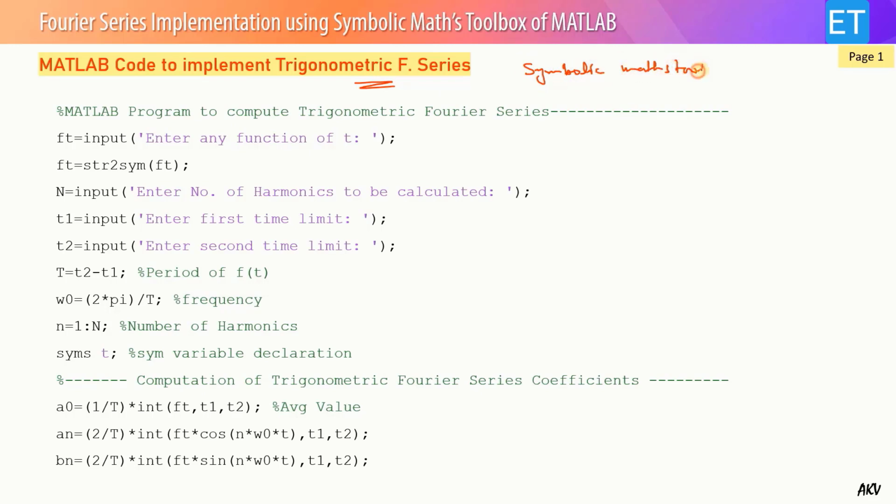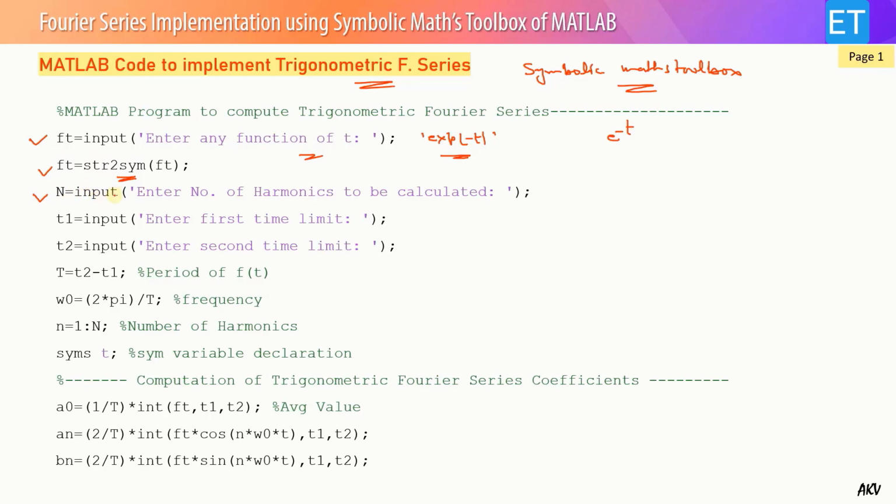Symbolic Maths Toolbox. Okay, so it's quite easy. First we are getting the user input. The user will enter any function of t as a string. For example, if you want to enter e power minus t, the user will enter this as a string, like exp(-t). Since it is a string, it will be converted into a symbolic expression using str2sym, and then ft becomes a symbolic maths expression.